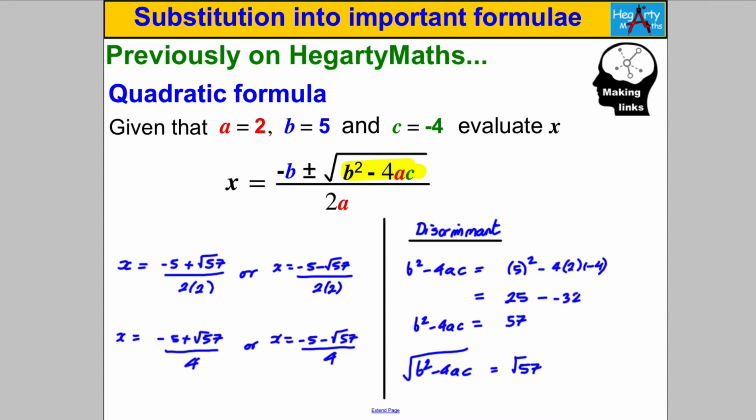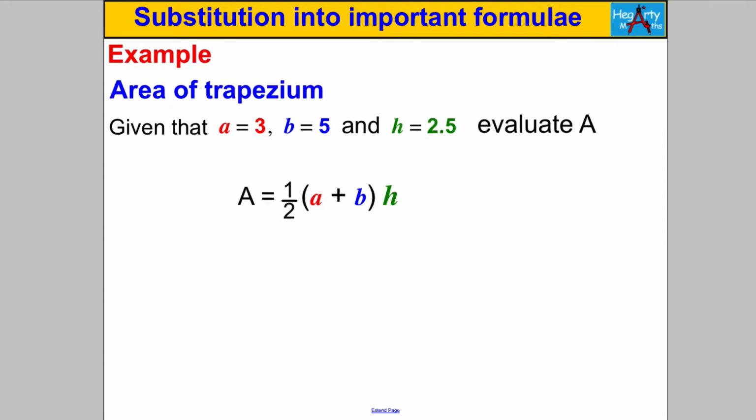Okay, let's try some other formulae now, and we'll go through together. If you feel like you can do any of these, pause the video, otherwise I'll go through in a few seconds. So here's the area of a trapezium. We're given a is 3, b is 5 and h is 2.5. So let's work out the area. I'm not going to explain where the formula comes from. That will come within the geometry section. I'm just going to substitute into it.